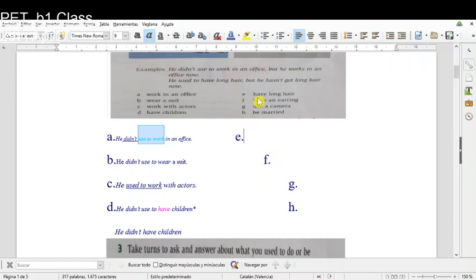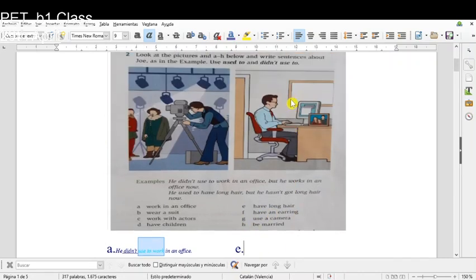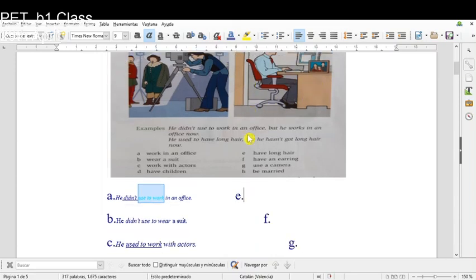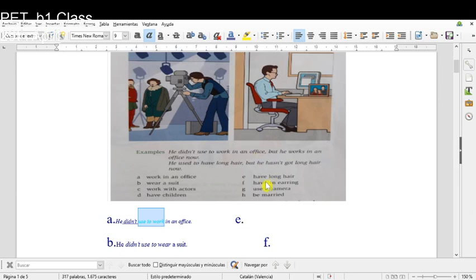Then, lo mismo, have long hair. Solía tener el pelo largo y ahora no. Tienes el pelo largo o no, es más un verbo estático, no es ninguna rutina, entonces me gustaría más ponerlo en pasado, no utilizar el used to, ¿no? He used to have long hair, pero a mí me gusta más he had long hair, y ya está.